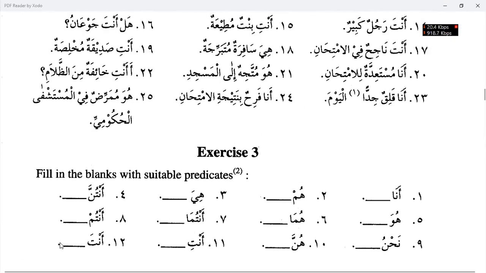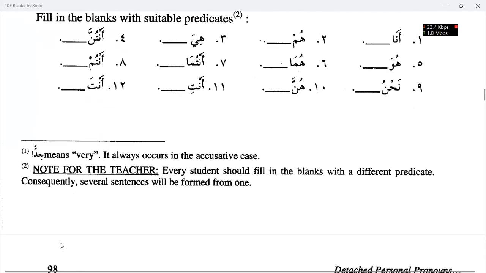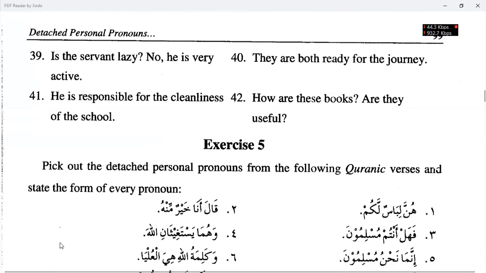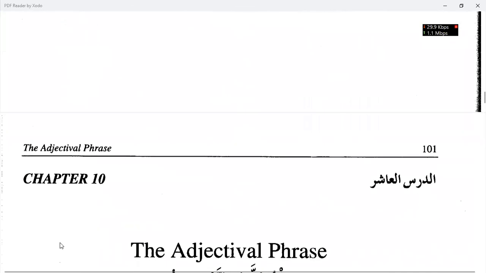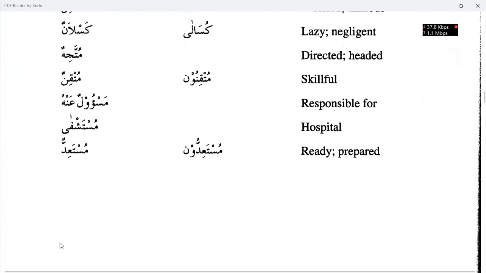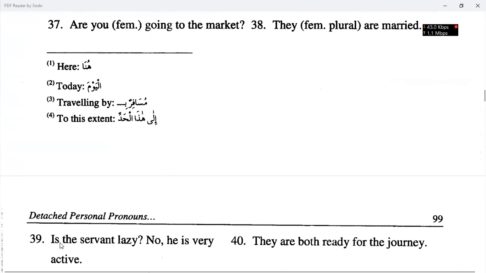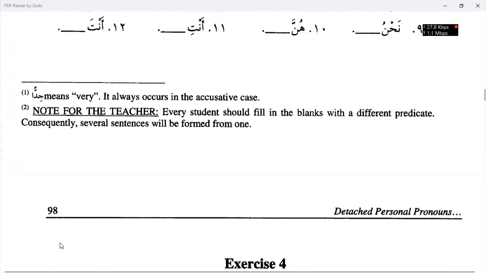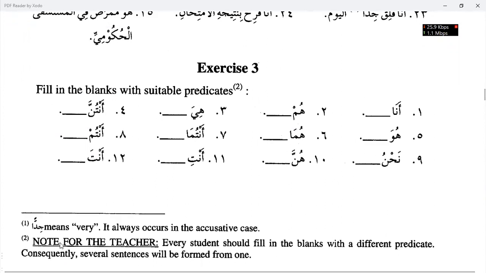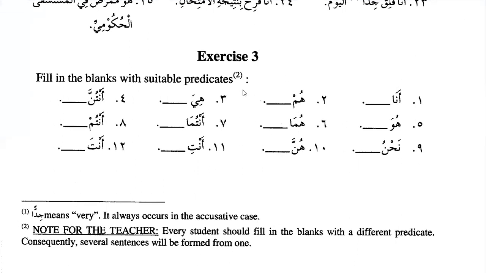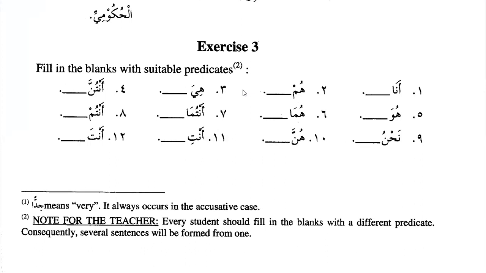Next week you will do it. Then he's asking you to fill in the predicates. Then we have a long way to go. I don't think we'll be able to complete it today, so we can do this third one today. The next student is Miss Mishka Fatma. Read the question. Fill in the blanks with suitable predicates.